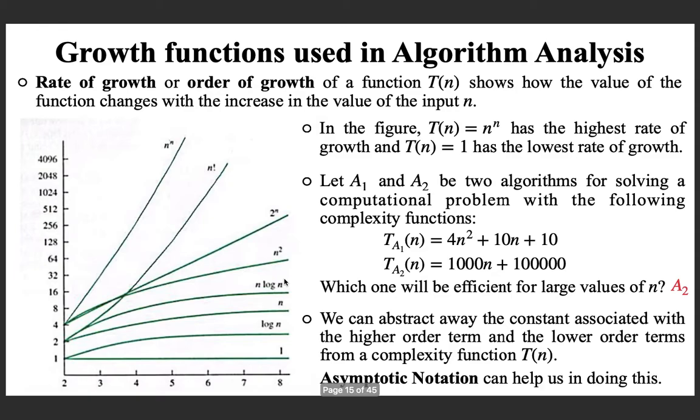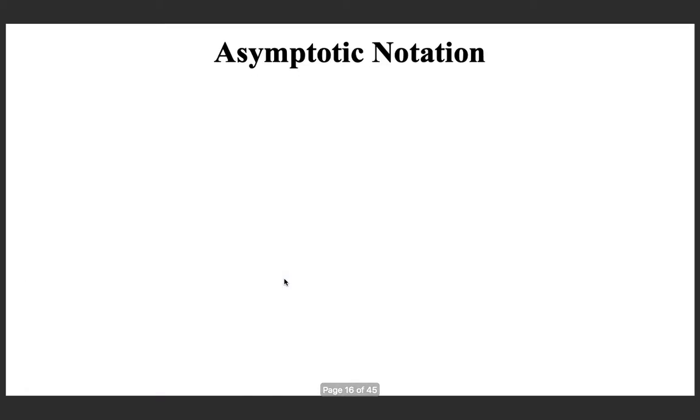And this is possible with what is called asymptotic notation. Okay, so that is the main topic for today. Asymptotic notation, which is a mathematical notation which helps us in representing the complexity of an algorithm using some mathematical functions.